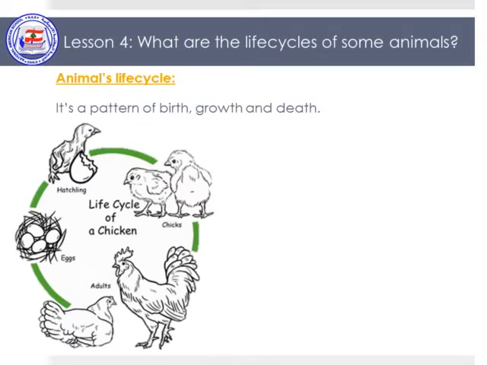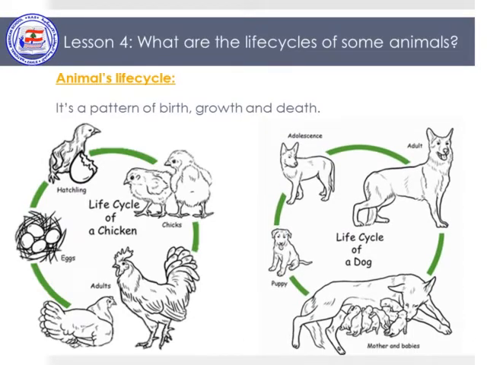Now in front of us, we can see the life cycle of a chicken. A chicken hatches from an egg, it grows into a small chick, and then the small chick grows into an adult. So this is the life cycle of a chicken. The second picture shows us the life cycle of a dog. A mother dog, or a female dog, gives birth to babies. The babies grow into puppies and then they transform into adults.